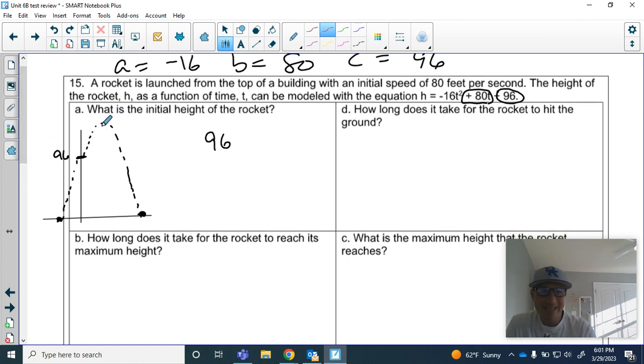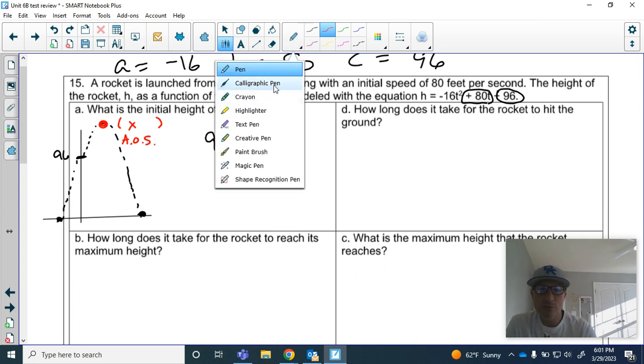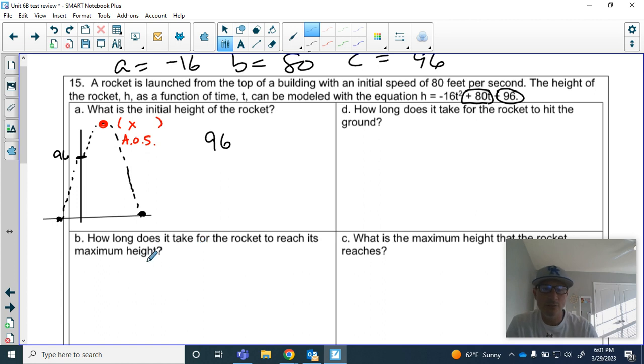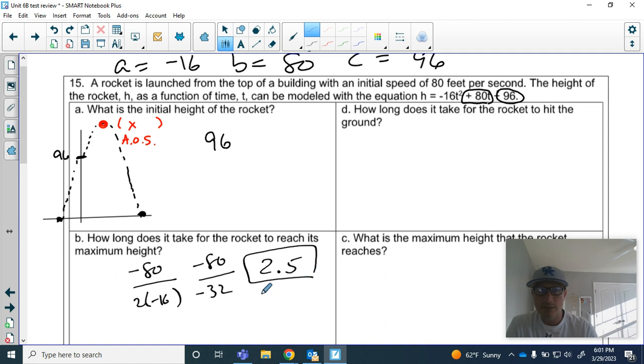The maximum height is here. How long does it take is the x. The x is the same as the axis of symmetry. So we're going to do negative b over 2a, or the opposite of b, over 2a, minus 80 divided by 2 times negative 16. That's negative 80 divided by negative 32, and that is going to be 2.5, and that's going to be seconds.